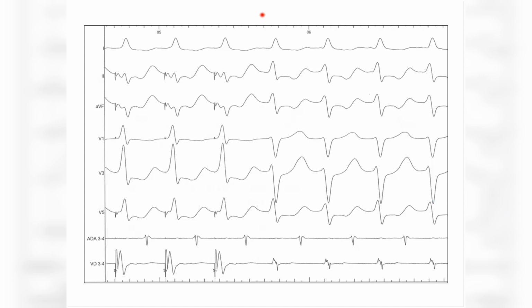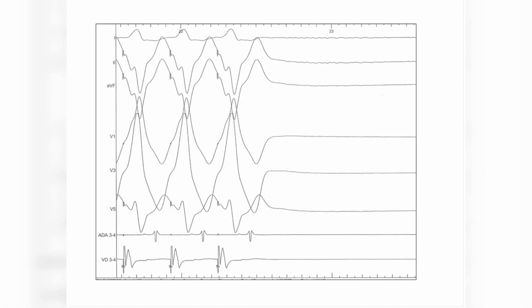Now, in this particular patient, when we paced at the exact same ventricular rate, but during sinus rhythm, in the absence of tachycardia, what we saw is shown here in this other tracing. So this is the resultant morphology of pacing from the same site at the same rate, but in the absence of tachycardia.